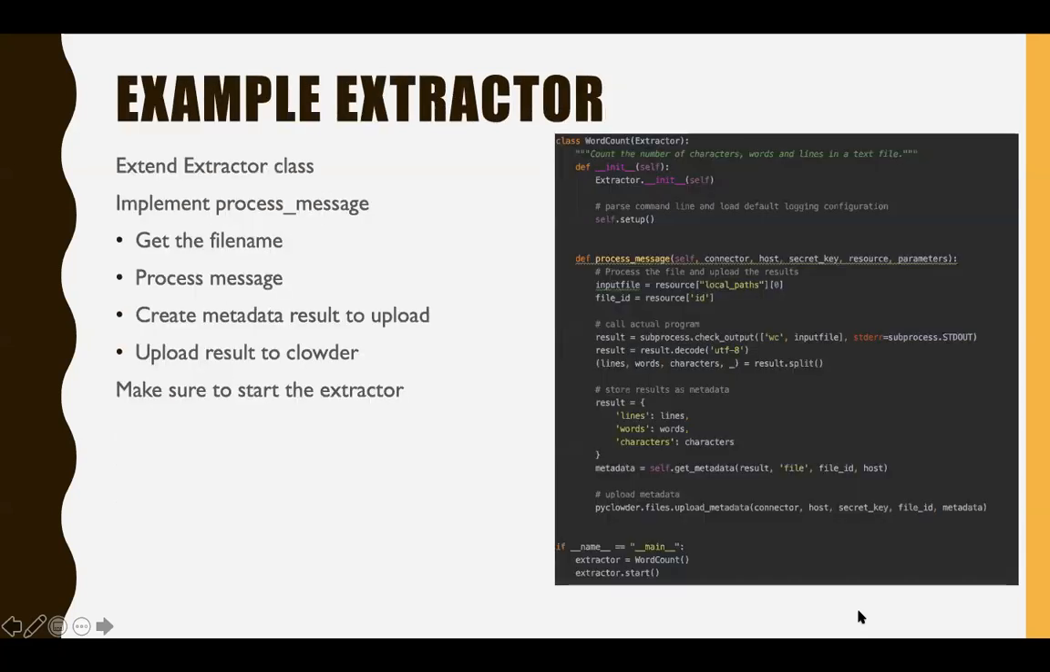If we look at it, here's an example extractor. It has the process message, it extends the extractor class, and you can call functions to upload things back to Clowder. So this makes life a lot easier for people to start to write extractors.